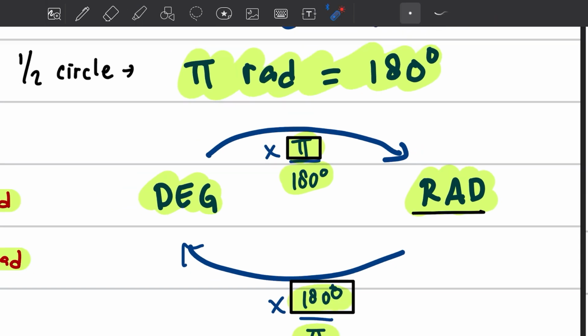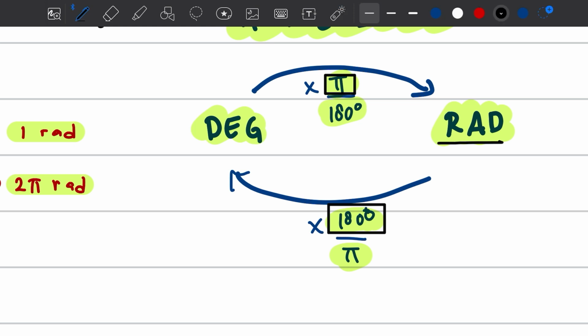Okay, so let's look at an example here. Let's say I have 90 degrees. I want to convert to radian. So because I have degree here, I put my degree in the denominator, 180 degrees, and then the radian on top because I want to convert to radian. So you will get pi over 2, because 90 and 180 degrees divided, it becomes 2 here.